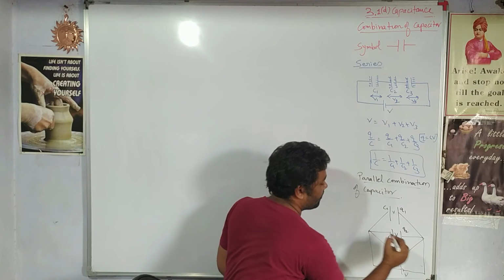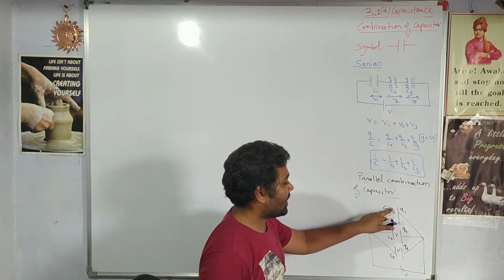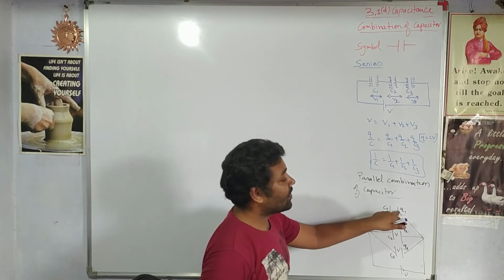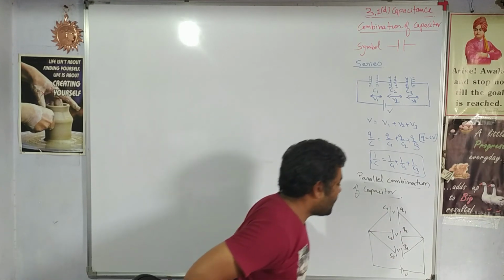be different. Charges on them will be different. The charge will flow from here. Now the charge has the option to go there. Whichever has a larger capacity, the charge will be more in those capacitors. So in parallel combination, charges are different.